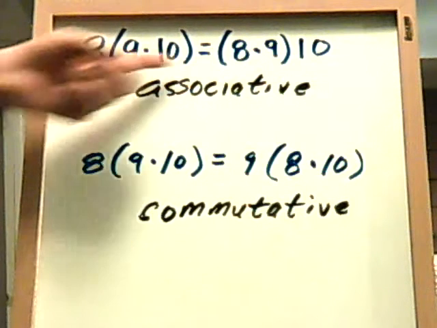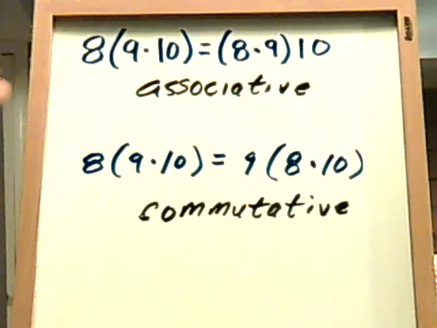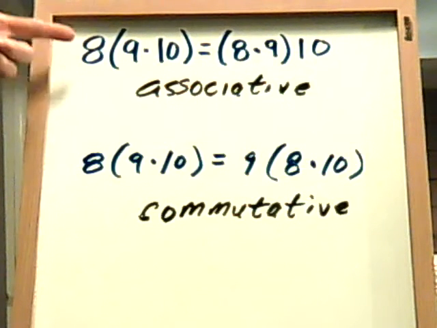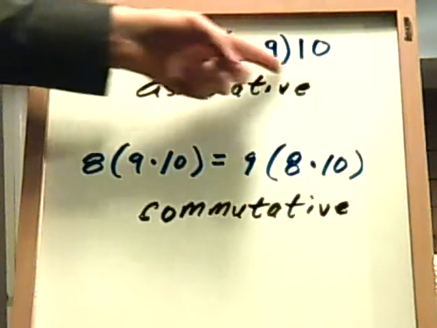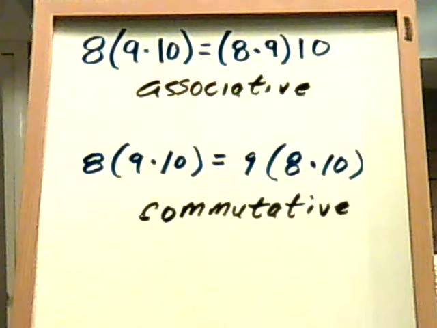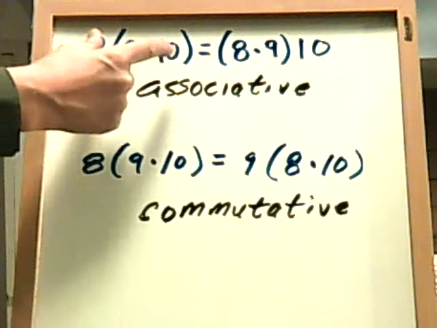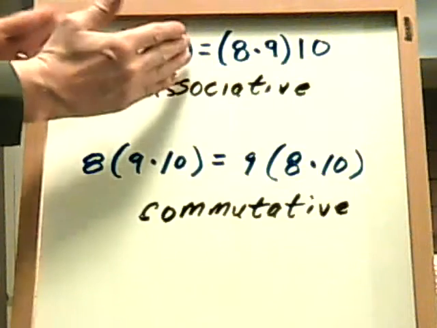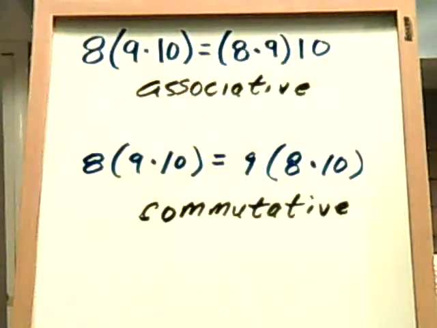Associative has to do with the groups, like associations. And if you notice, the order stays exactly the same: 8, 9, 10, 8, 9, 10. Okay, the order stays exactly the same. What changes is the groups. Here, 9 and 10 are grouped together. Here, 8 and 9 are grouped together. It's the only difference between this side and this side.